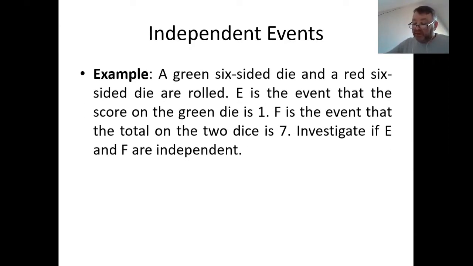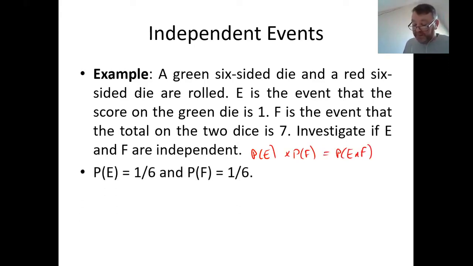Okay, we've done that. A green six-sided die and a red six-sided die are rolled. E is the event that the score on the green die is 1, and F is the event that the total on the 2 dice is 7. So investigate if E and F are independent. Now again, if E and F are independent, write down what it means. The probability of E multiplied by the probability of F should be the same as the probability of E intersection F. And that's what we need to look at.